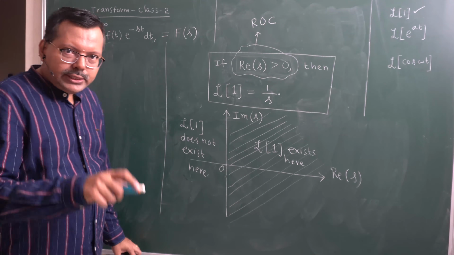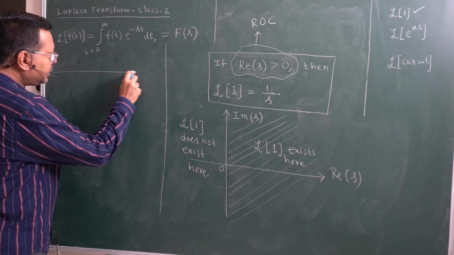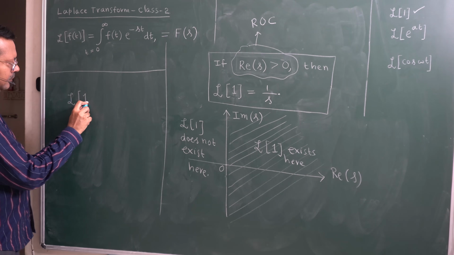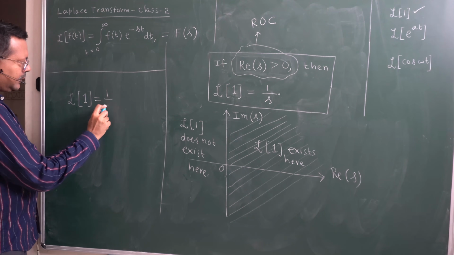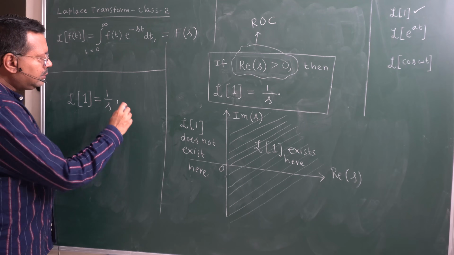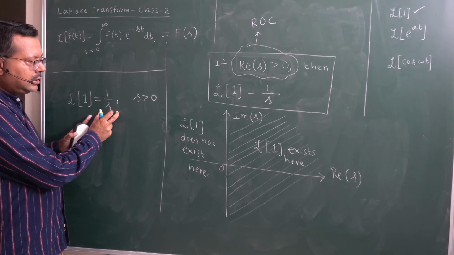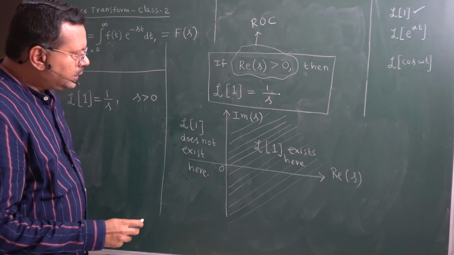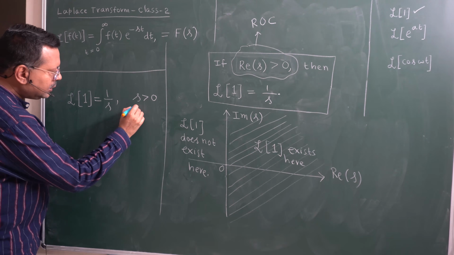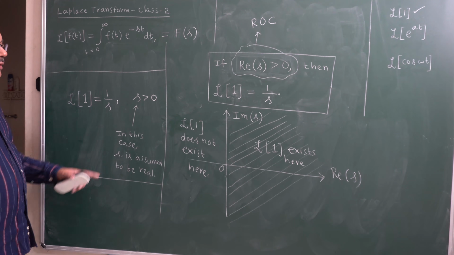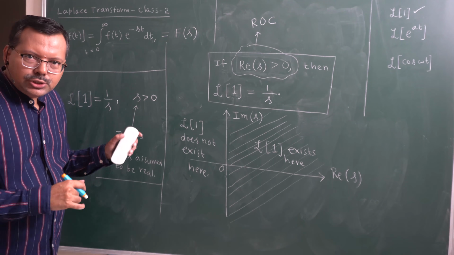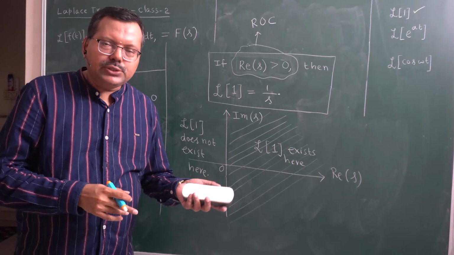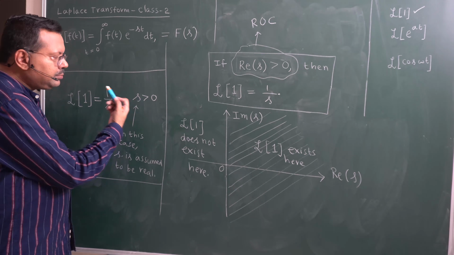Usually what happens in the textbooks, because you may be referring to many textbooks, they will write like this: Laplace transform of 1 equals 1 by s, subject to the condition that s greater than 0. Like that they will give the condition. But if that kind of condition is given, you have to assume that the author of the book is assuming that s happens to be a real quantity.